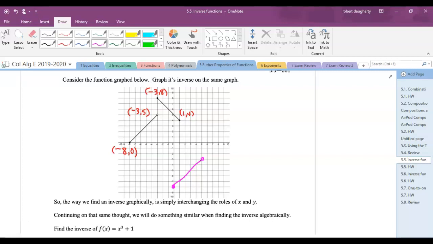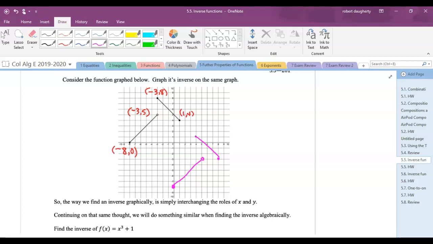Okay. Now, at (-3, 8), I need to go find which point now? (8, -3), which is right here, closed circle. And then (1, 4), I need to go find which point? (4, 1), okay? And if you were to turn your head sideways, it does look symmetrical if you were to draw a line straight through that quadrant 1 and quadrant 3, okay? So that's what the inverse looks like graphically.